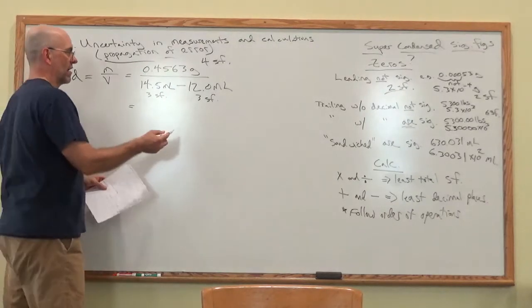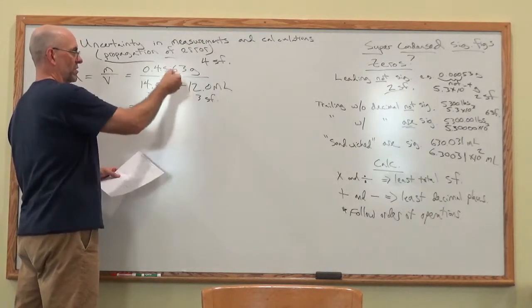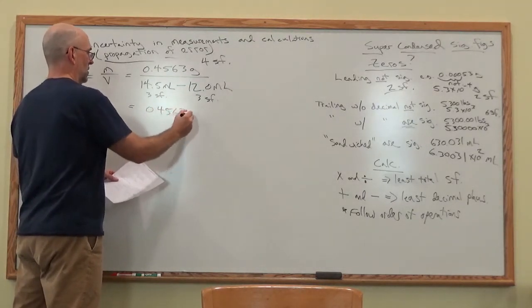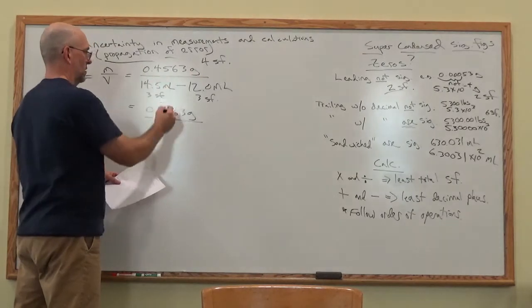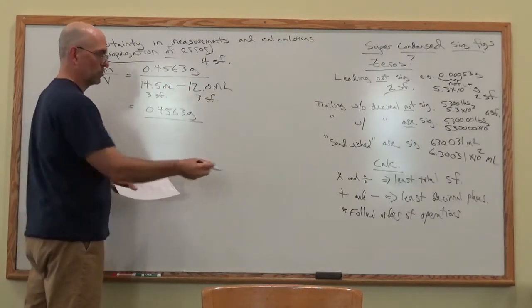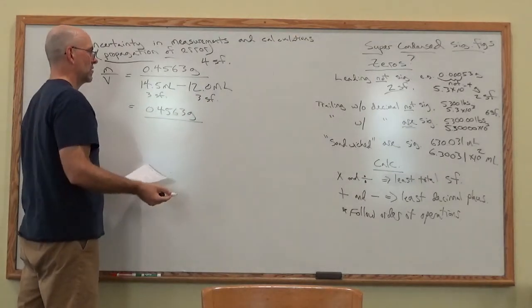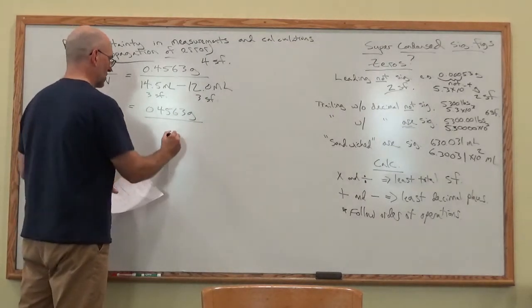So we follow order of operations. We have to subtract first before we do the division. So we subtract those two, and the rule is decimal places. So 1 decimal place, 1 decimal place. Sweet. You write your answer with 1 decimal place.